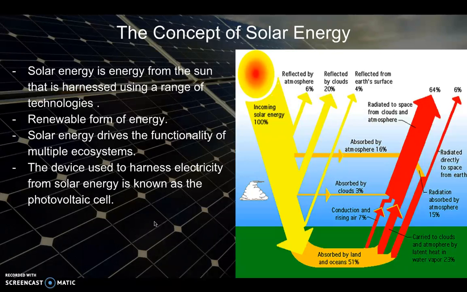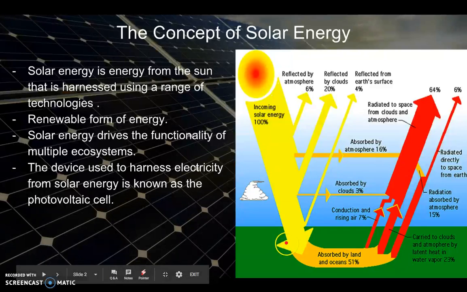Solar energy is energy from the sun that is harnessed in order to use a wide range of technologies. We all know that solar energy is a renewable form of energy, and it drives the functionality of multiple ecosystems. In the diagram, approximately 51% of all incoming solar energy is absorbed by the land and the oceans.